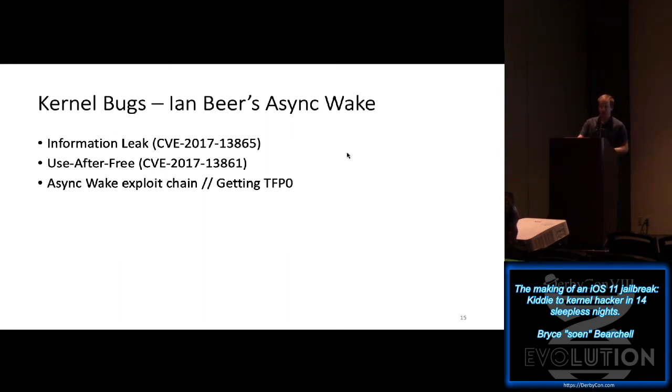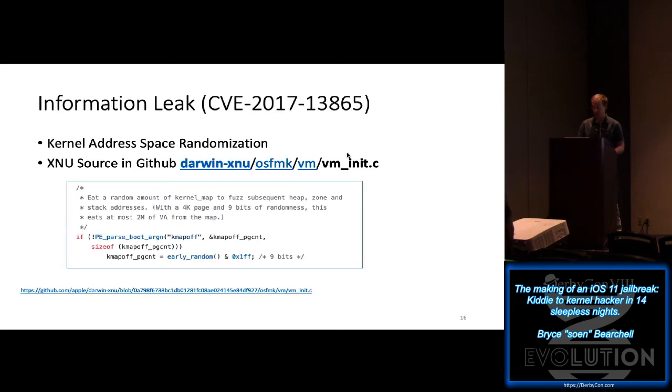So when Ian Beer released the set of bugs, he labeled them async wake because they were part of the IOKit derivative libraries. And there were 2 bugs that he released, an information leak in the kernel, and then a use after free. And then he kind of nicely wrapped them up into an exploit chain for us.